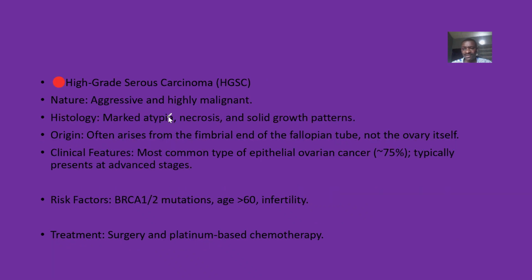Then for the high grade, those ones are growing so fast, they are aggressive, highly malignant, they are atypical. The cells are looking completely different from what used to be there. Right? Origin: it arises from the fimbriae, that's the end of the fallopian tube, not the ovaries itself. So it actually spreads to the ovaries. As for clinical features, unfortunately, the high grade one is the most common.